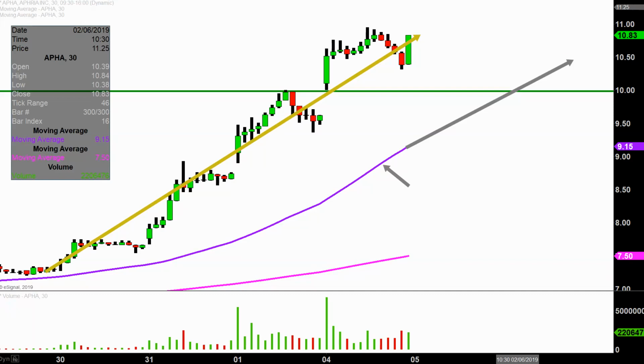How are you going to best visualize that? That is what's being represented. Again, yeah, staying above 10 would be great, but from the grand scheme of it all, as long as the price is above that purple line, the bulls 100% own the chart.